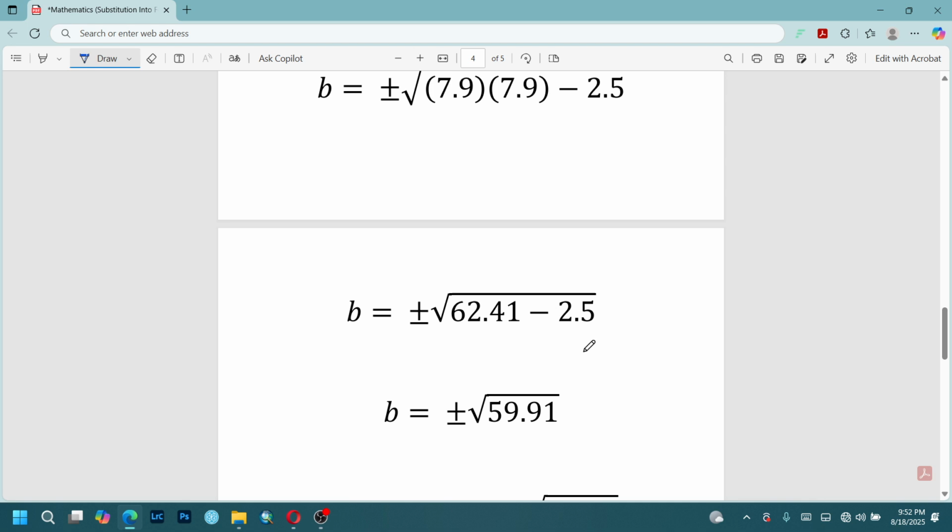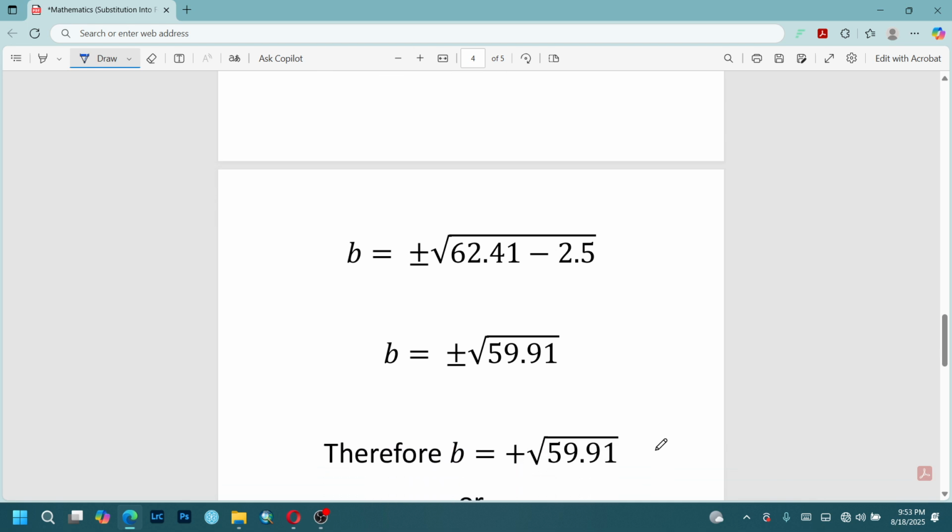The plus or minus sign here means that when expressing the solution, we include both positive and negative roots, especially in equations. So the plus or minus sign ensures that all possible values, whether positive or negative, are considered. That is what the plus or minus sign here means.